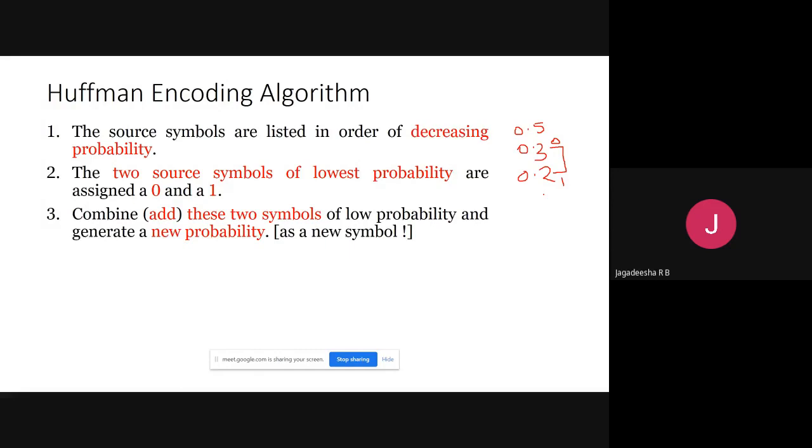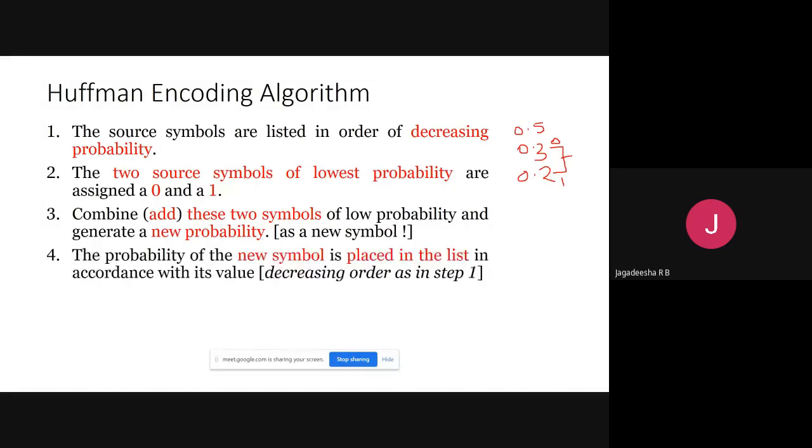Combine, that means add these two symbols of lowest probability and generate a new probability or a new symbol. What's the meaning here? So right now I'm going to the third step. The two lowest probabilities 0.3 and 0.2, I will combine them. That means add them. What's the value? 0.5, right? Please remember that it is 0.5. So I'm adding here, that is 0.5. That is the new probability, or a new symbol, 0.5.